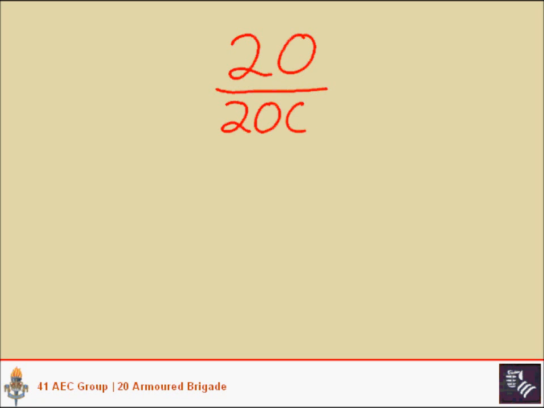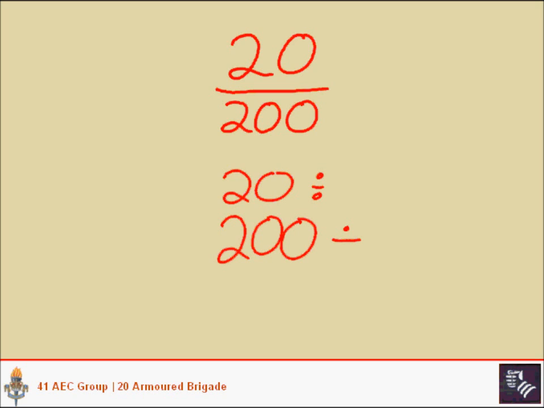Let's work out the fraction. So we begin with 20 over 200. To find the simplest form of a fraction, divide the top and the bottom by the same number. Repeat this action until you cannot cancel the fraction down anymore. Let's find out what number will go into the numerator and the denominator. If you don't understand this terminology, make sure that you look at the language of maths presentation.